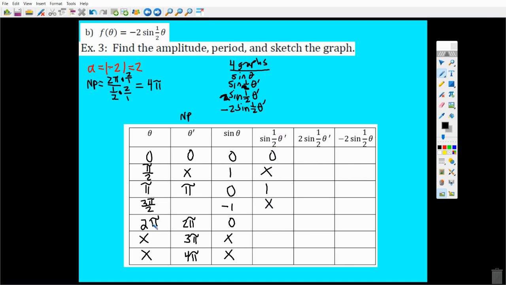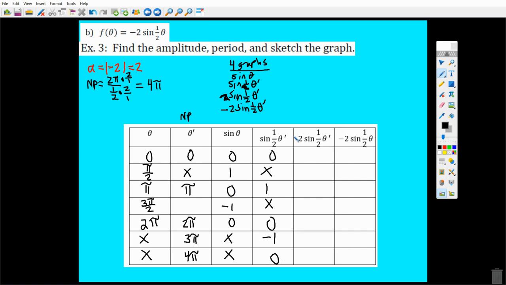Sine of 1/2 of 2 pi is going to play the 0 role. Sine of 1/2 of 3 pi now is going to be -1. And then finally, sine of 1/2 of 4 pi is going to be 0. So notice how these match, only that these pi over 2 and 3 pi over 2 aren't relevant. So we're just using 0, pi, 2 pi, 3 pi, and 4 pi.